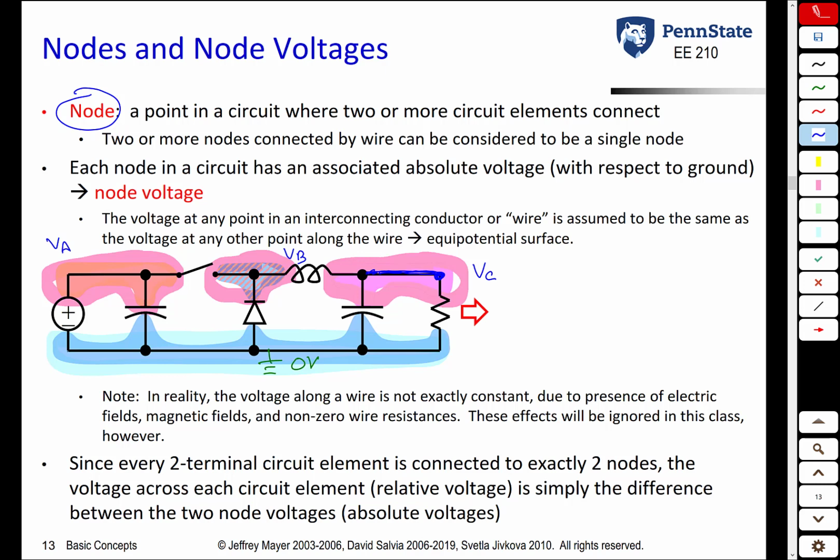Likewise on the bottom here, all of these joints, because they're just connected by wire, not by other components, are considered the same node. The reason we do that is because the wire itself does not give rise to a change in voltage. Now, technically, the voltage along a wire will not necessarily be completely constant because of things like magnetic fields, etc. However, we're going to be ignoring that in this class. So every point along these wires on the bottom here, we're going to call the same voltage, 0 volts.